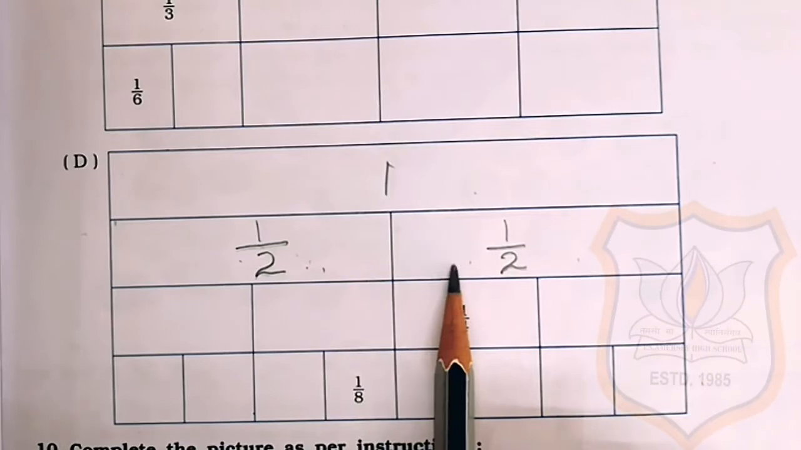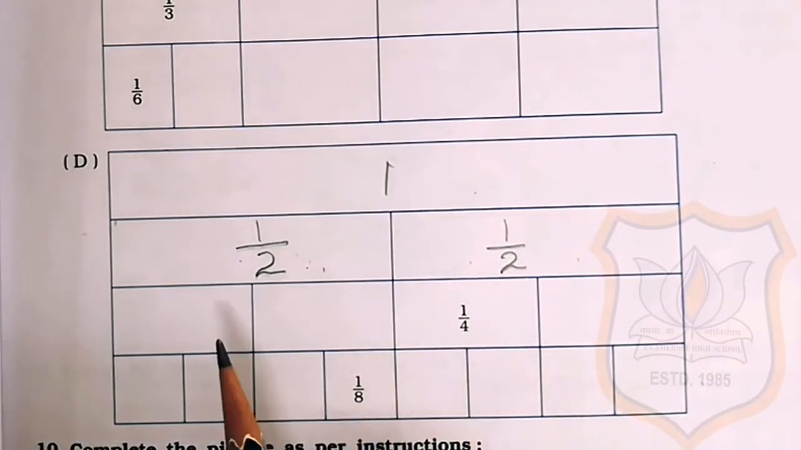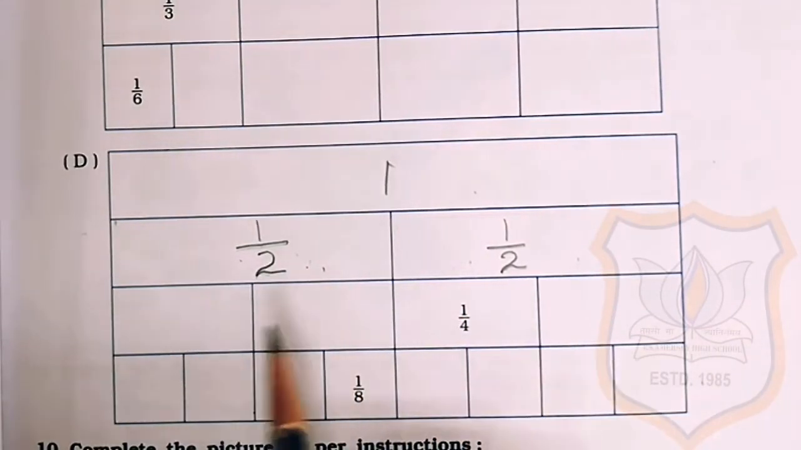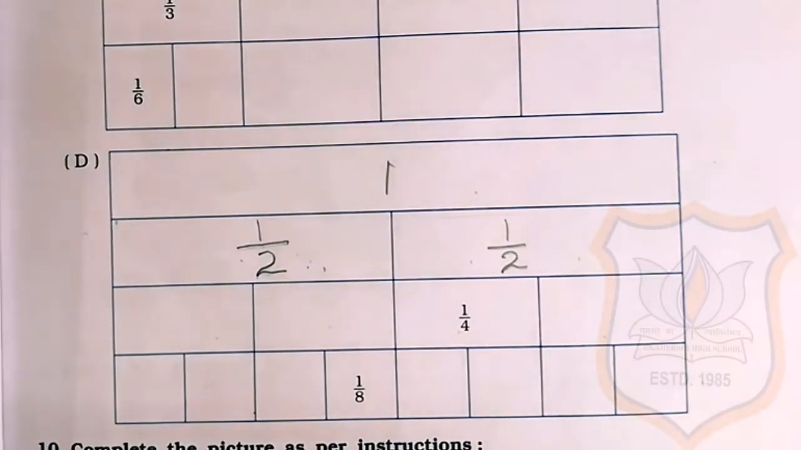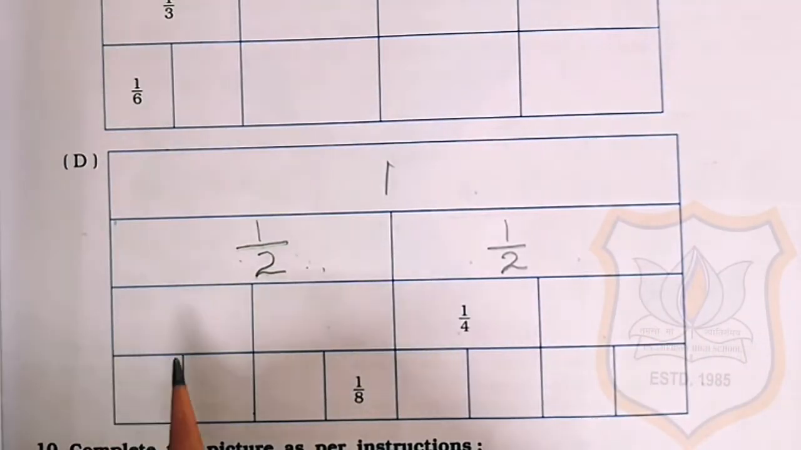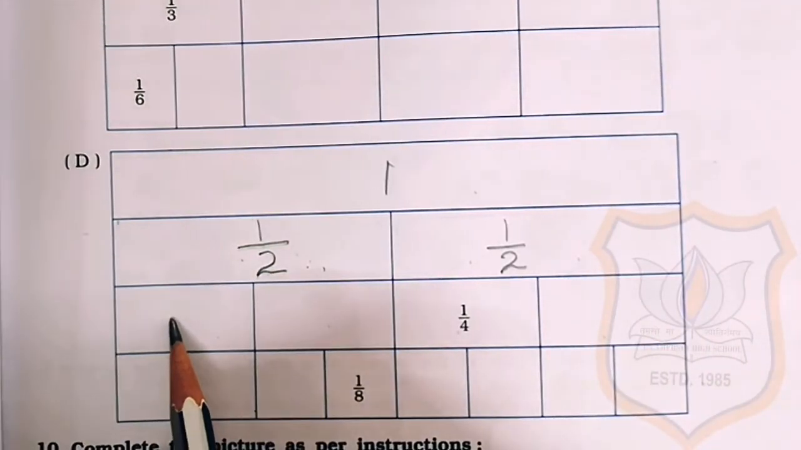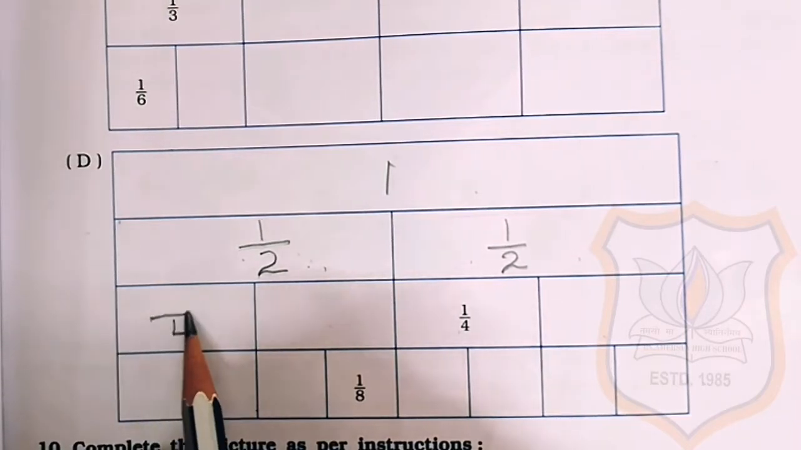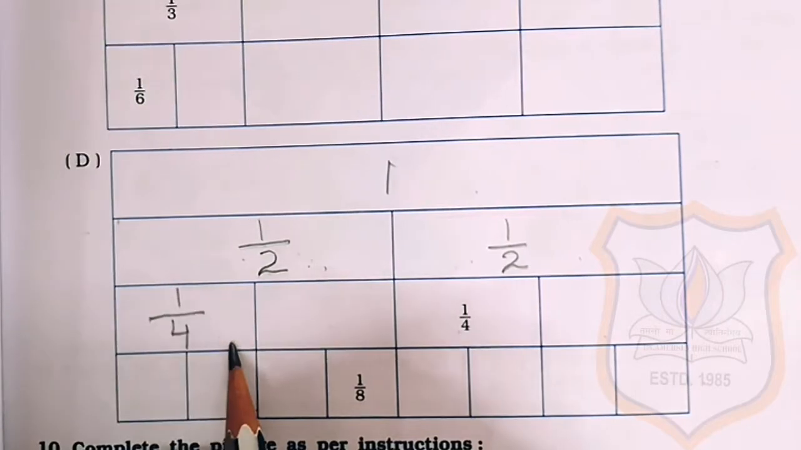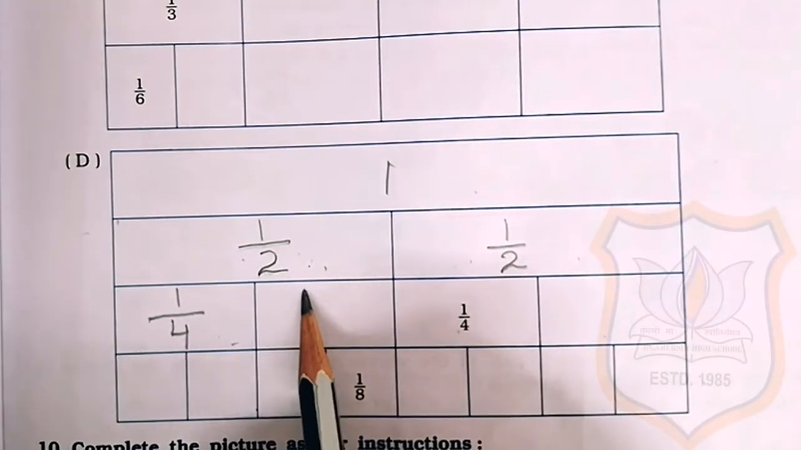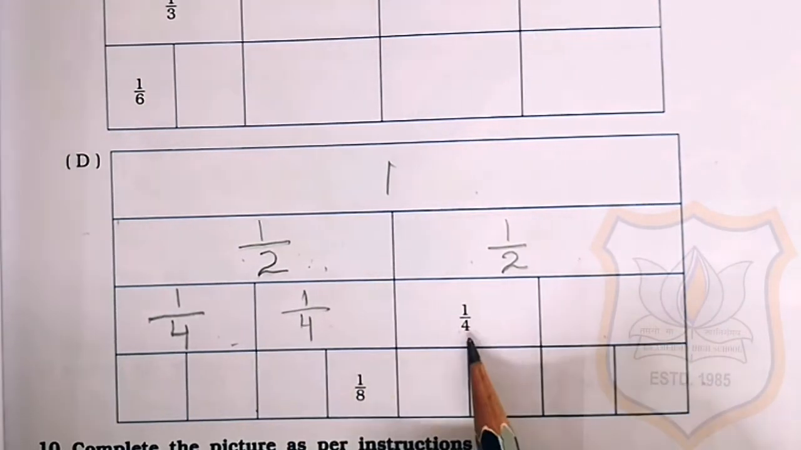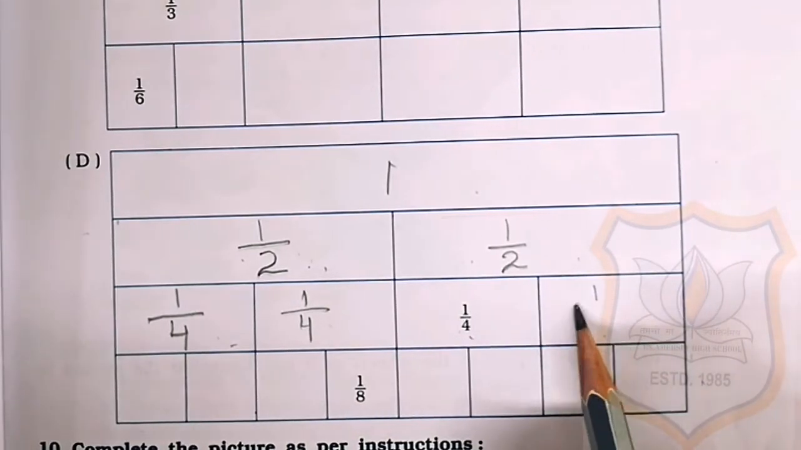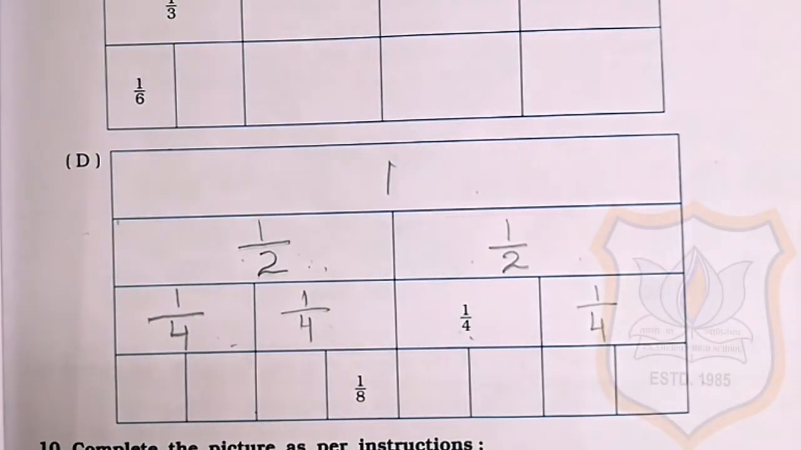Now again, these two parts are divided into 4 equal parts. Here you can see that 1, 2, 3 and 4 parts are given. So as I have explained you earlier, in the denominator we will write 4 as total parts are 4, and in the numerator we will write 1 as we are taking this one part. Here also we will write 1 by 4. Here 1 by 4 is given, and here 1 by 4 we have to write.